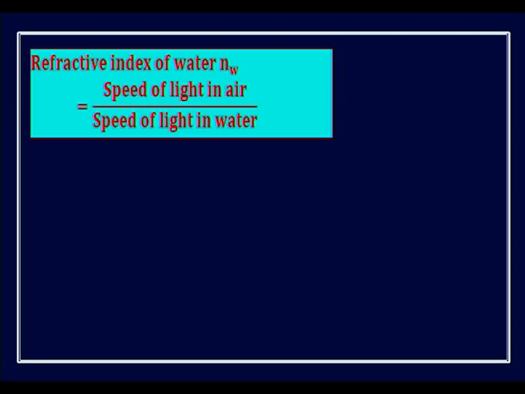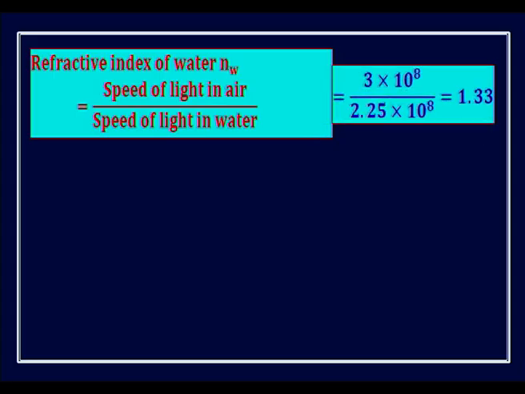The refractive index of water, represented by eta W, is equal to the speed of light in air divided by the speed of light in water. The speed of light in air or vacuum is 3 into 10 power 8. The speed of light in water is 2.25 into 10 power 8. Here 10 power 8 gets cancelled. 3 by 2.25 is equal to 1.33.